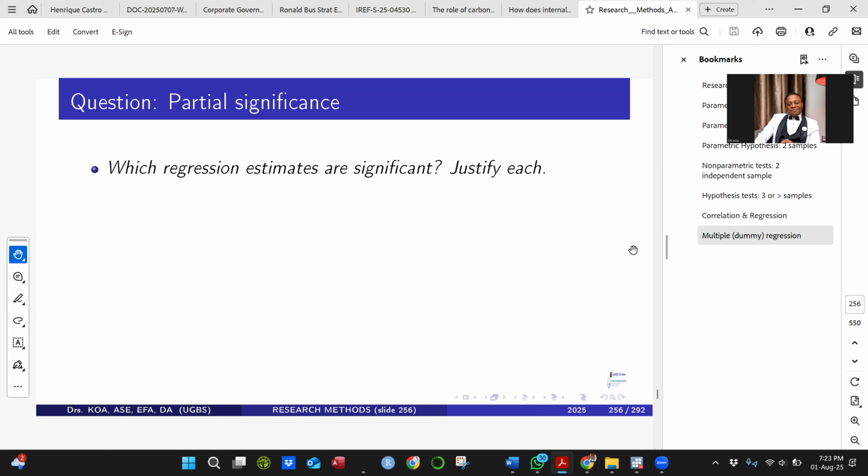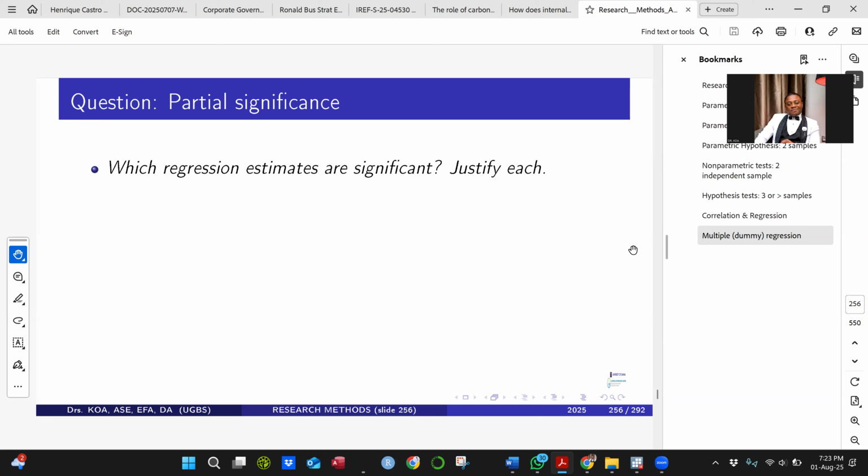What is the other word? Coefficients. Coefficient. So which regression coefficients are significant? The word significant here means important. So it means which regression coefficients are important.